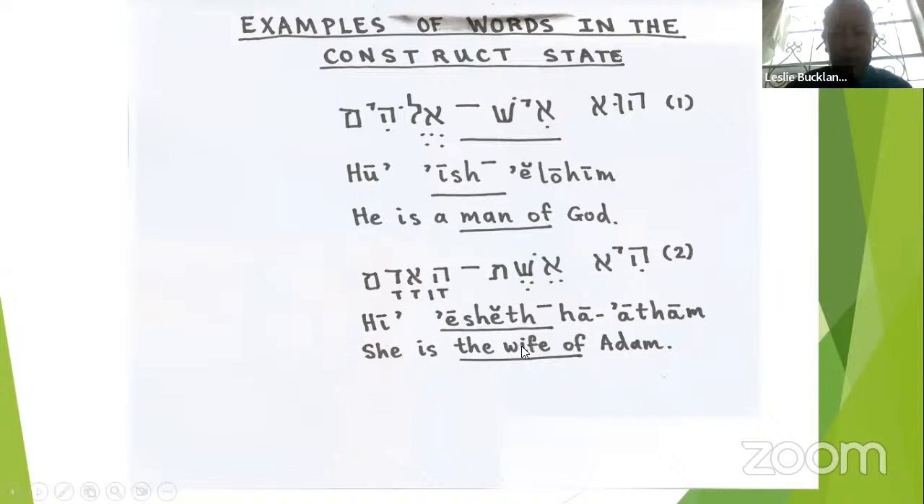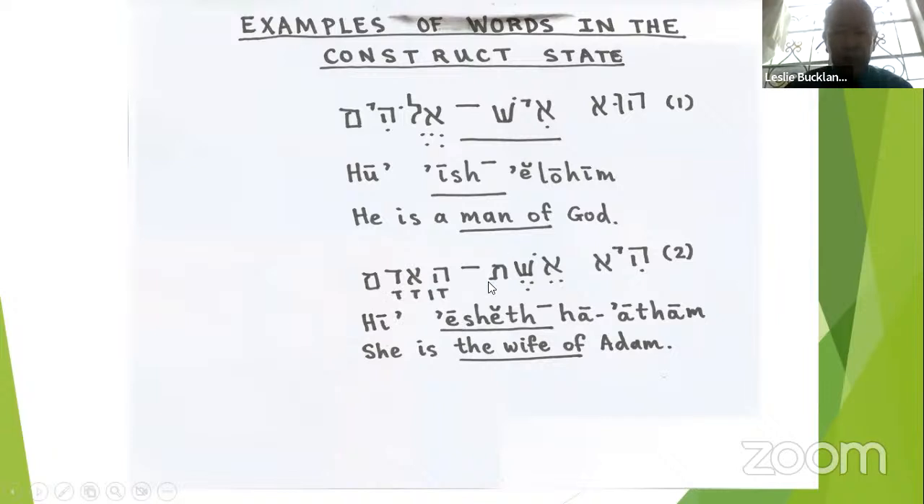So we translate it here, wife. And this is how woman looks when it is put in the construct state. The h that was here originally changes to a t, and you have the maqqef, the binder, binding eshet to the noun ha'adam, which is Adam, or it could be translated the man. She is the wife of the man.